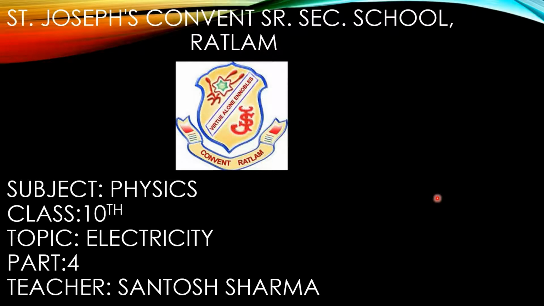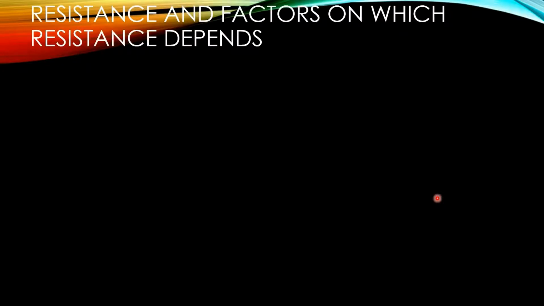Hello students, this is the fourth video related to the chapter electricity. In this video, we'll discuss resistance, the factors on which resistance depends, and the combination in parallel and series of conductors. Resistance and factors on which resistance depends.